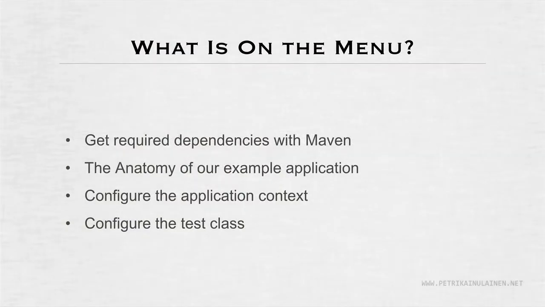This tutorial is divided into 4 parts. The first part describes how we can get the required dependencies with Maven. In the second part, we'll take a quick look at the controller which we are going to test. The third part describes how we can configure the application context of our application and create an application context configuration for our tests. In the fourth part, we will learn how we can configure our test class.